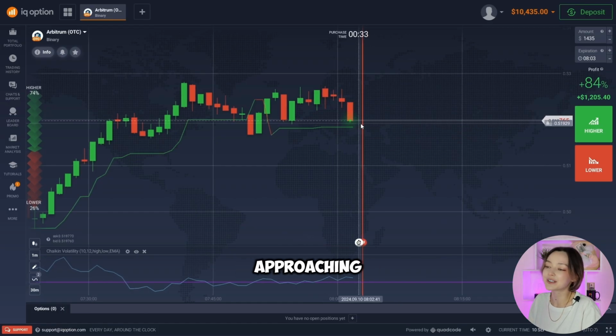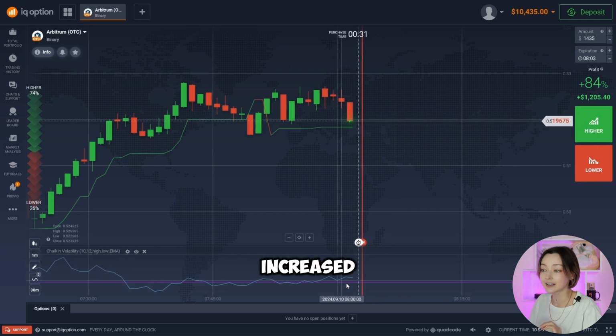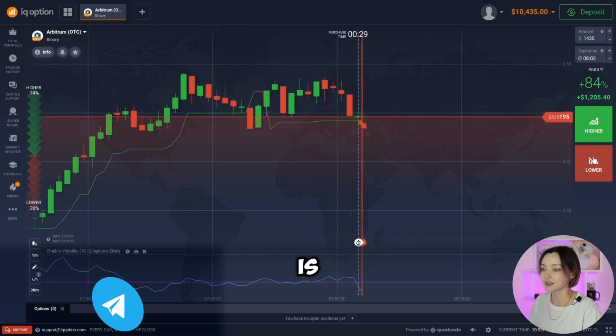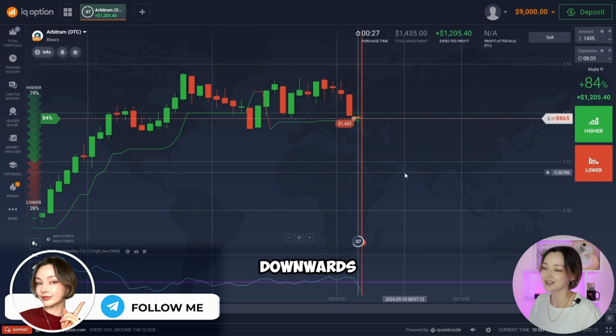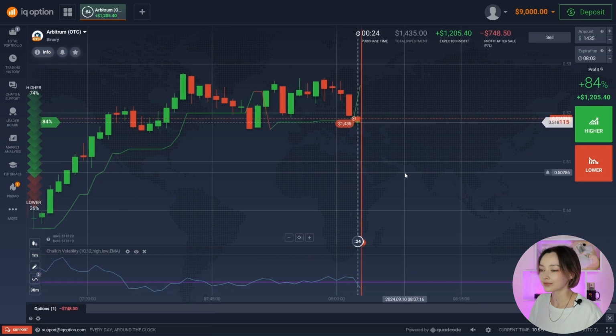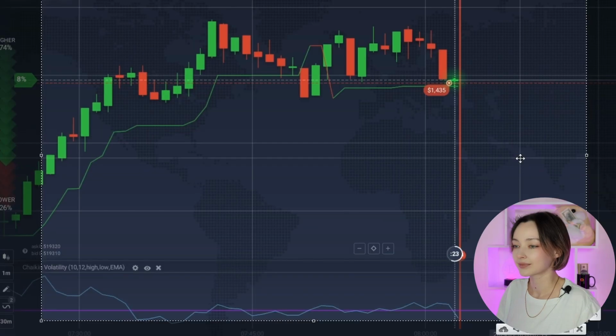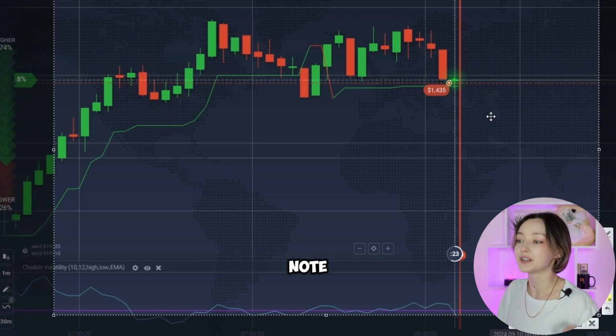So I see the price approaching support levels and I see increased volatility. This is a great point to enter downwards. So let's see what we can note here.